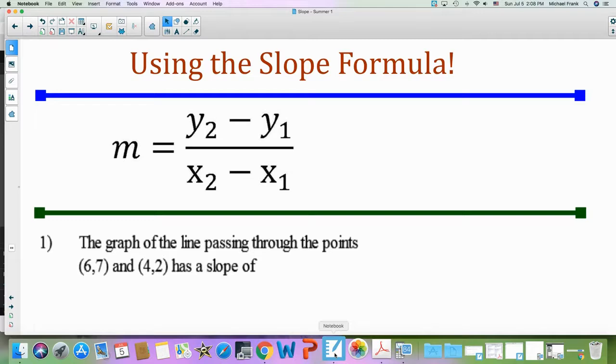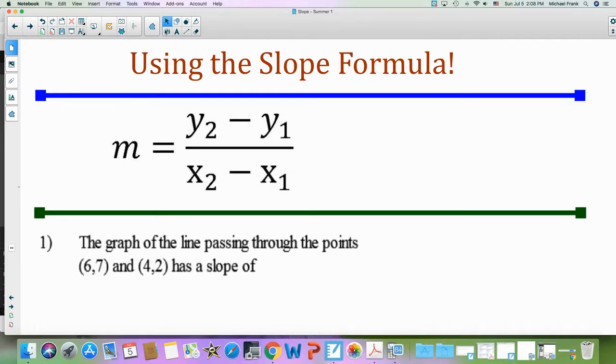Well, therefore, one of the first things that I like to do when I am given 2 points is to write them down. Well, I already have them written down. It's the graph of the line passing through the points 6, 7, and 4, 2 has a slope of, right? We're going to find the slope.